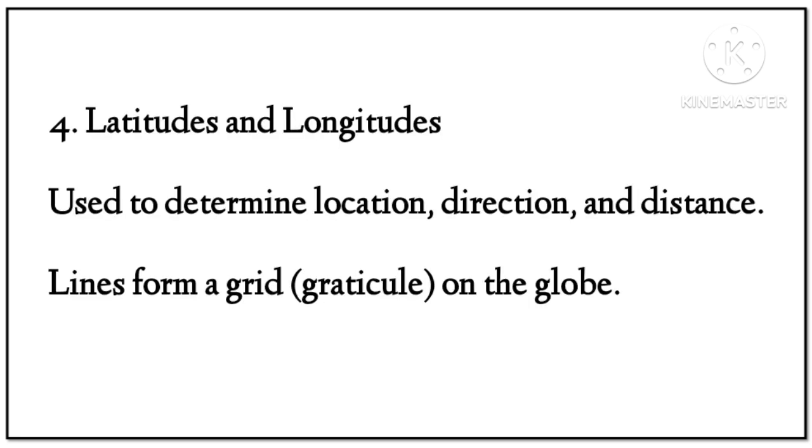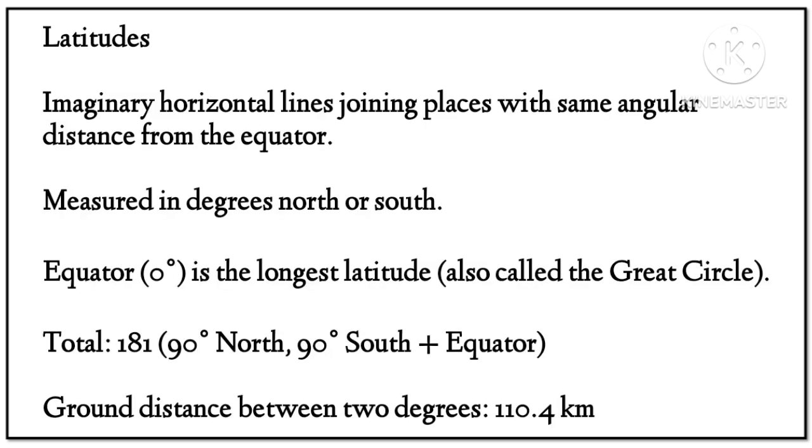Next slide. Latitudes and longitudes are used to determine location, direction and distance. They form a grid on the globe. Latitudes: imaginary horizontal lines joining places with the same angular distance from the equator, measured in degrees north or south. Equator, 0 degree, is the longest latitude, also called the Great Circle. Total 181 latitudes, 90 north and 90 south plus the equator.